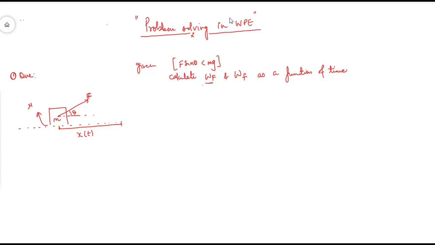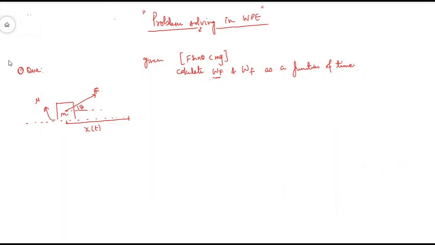Welcome back. So this is the problem solving in work power energy, and we'll start with this simple problem. A block is kept on the ground. The ground is not smooth, and the coefficient of friction is nu, and it is pulled by an external force F at an angle of theta with the ground. It's given that the block is not being lifted off the ground. That means your F sine theta component is less than mg.